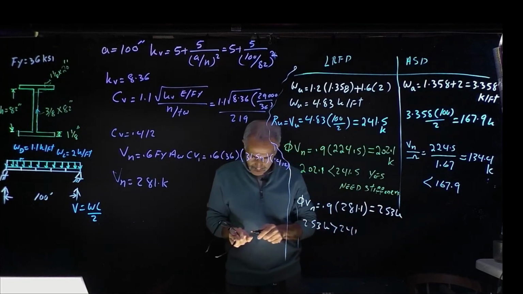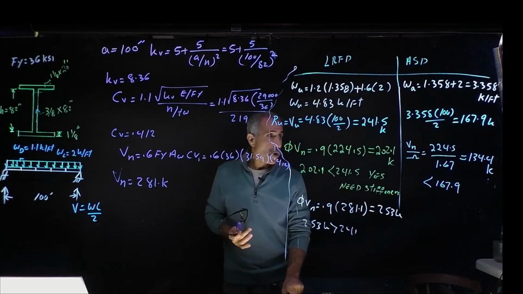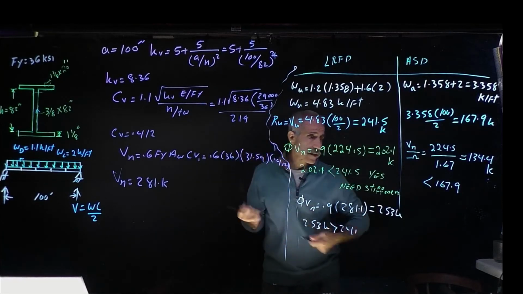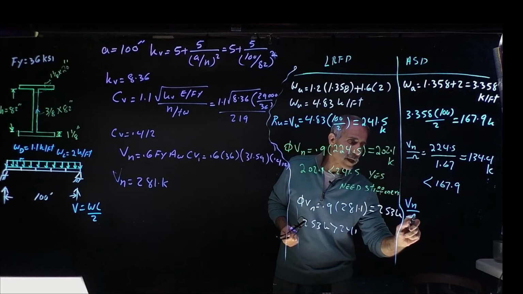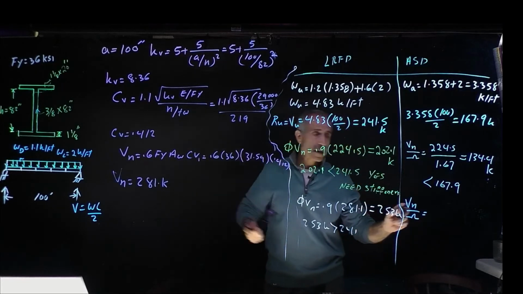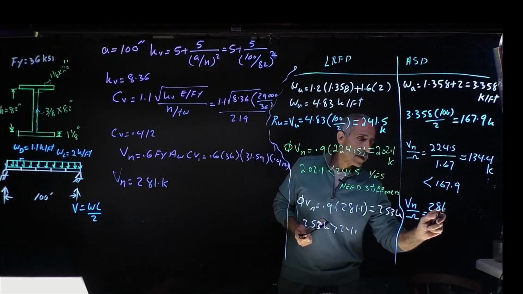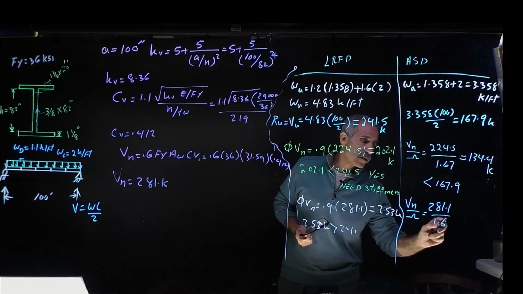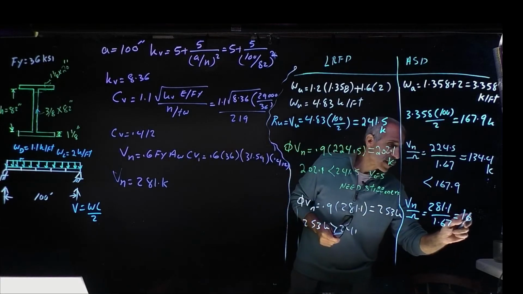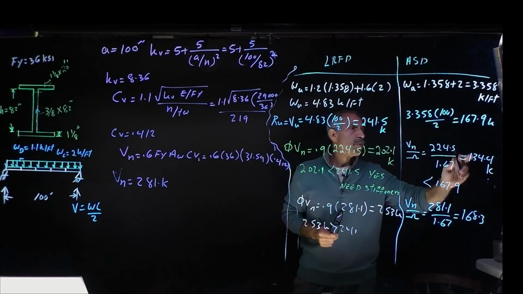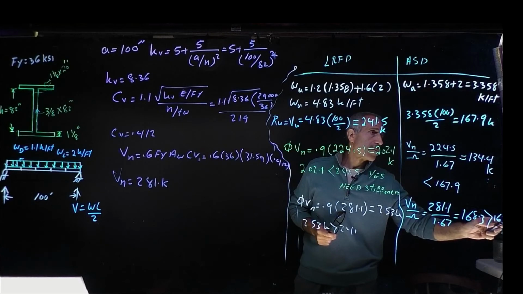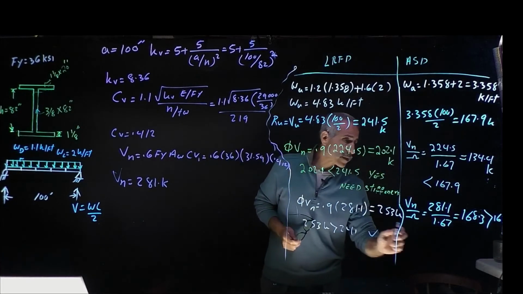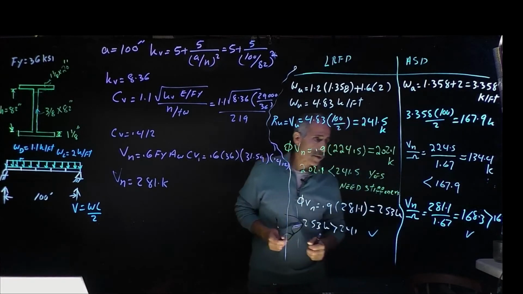And if I can do the same thing over here, it's going to be Vn divided by omega, which was 281.1 divided by 1.67, and that's equal to 168.3, which is bigger than 167.9. So this checks out, and this checks out.